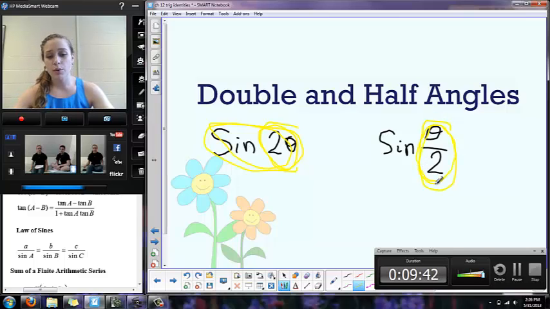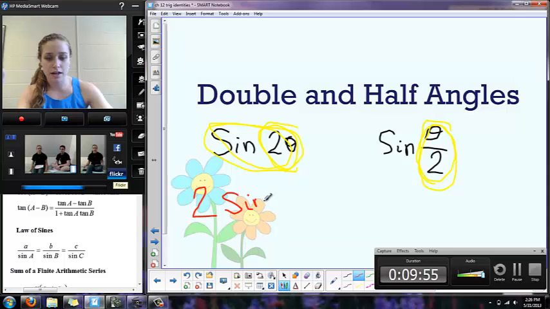Okay? The 2 and the 1/2 have to be right next to the theta, okay? Don't get confused about what we were doing with graphing where there's a 2 out front. That's not what I mean by a double angle. Double angle means that it's right next to the angle, right next to the theta. Okay, so this is not the same thing as this.